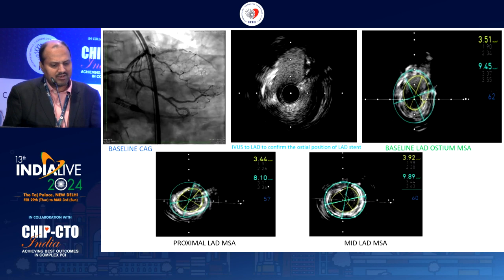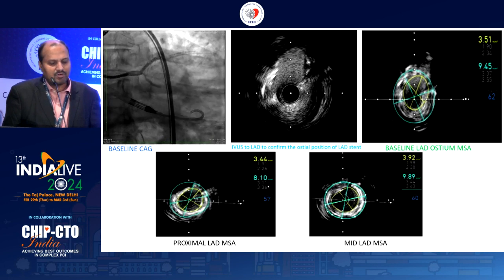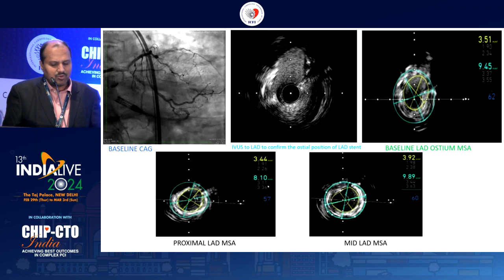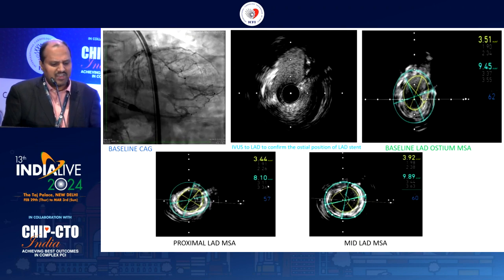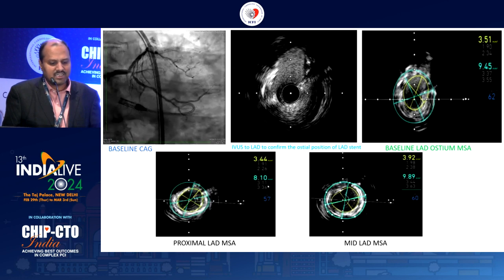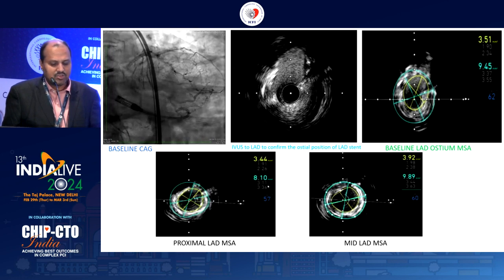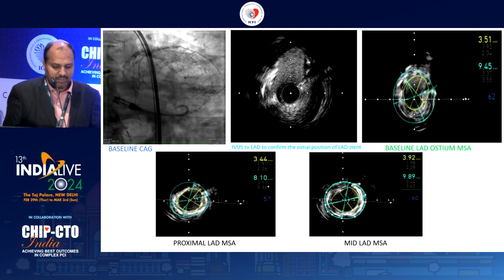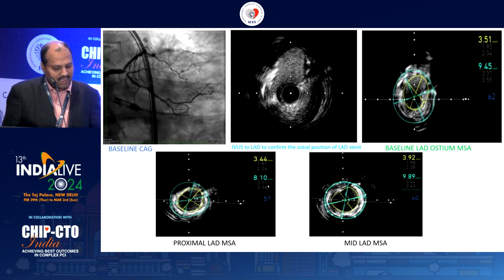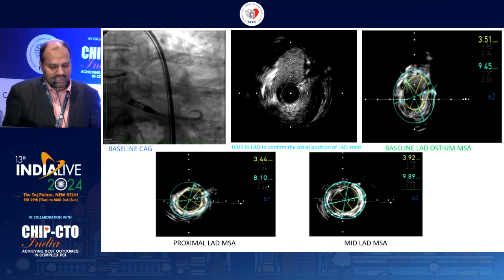We have done IVUS from the LAD, and we want to decide what the strategy for the LMC bifurcation is. We have seen the stent struts that are extending up to the LAD ostium. So we decided to go with mini crush. So this is a baseline LAD ostium MSA, then proximal LAD and mid LAD MSA.